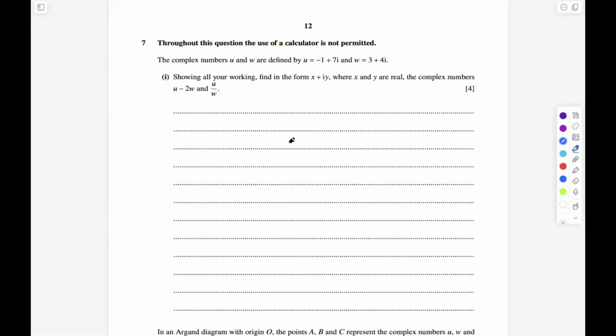In question 7, the complex numbers u and w are u = -1 + 7i and w = 3 + 4i. In part 1, we have to show that the complex numbers u - 2w and u/w are in the form x + iy. In the first step, u - 2w becomes -1 + 7i - 2 times (3 + 4i). Simplifying this, we get -1 - 6, which becomes -7, and 7 - 8, which becomes -i. So this is u - 2w.